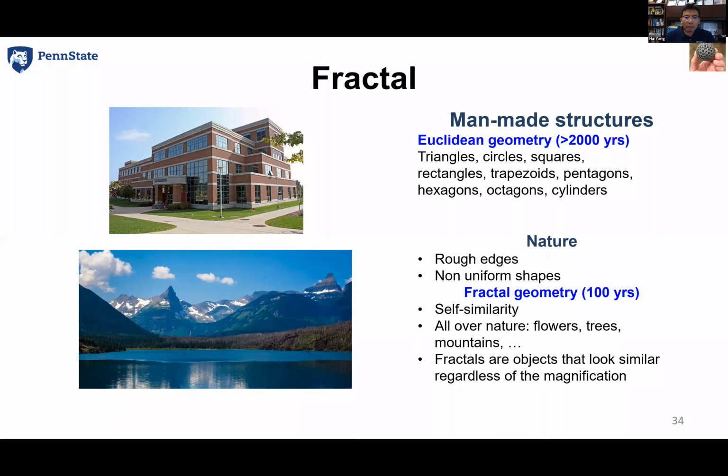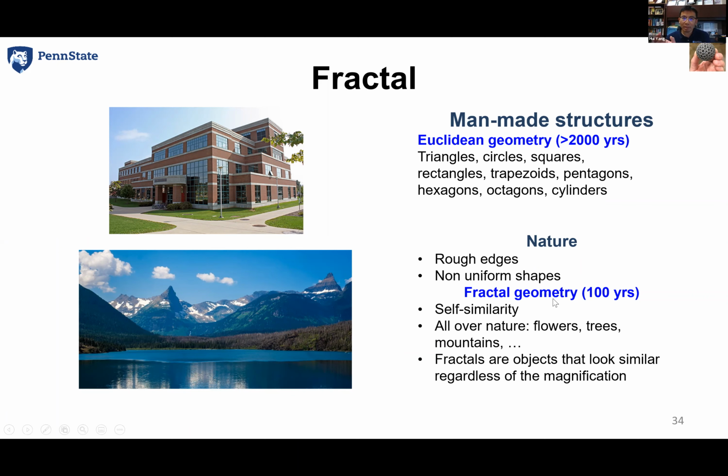Fractals are actually everywhere in nature. If you look at the mountains, if you look at the trees, it's fall now, and the leaves are turning yellow and red, and it's very beautiful. But if you look at the leaves, you will see the multifractal patterns, and in a tree, the different branches. They have rough edges, and you see this peak is similar to this peak. And if you look at the overall, there's some kind of rough edge, and it's a non-uniform shape.